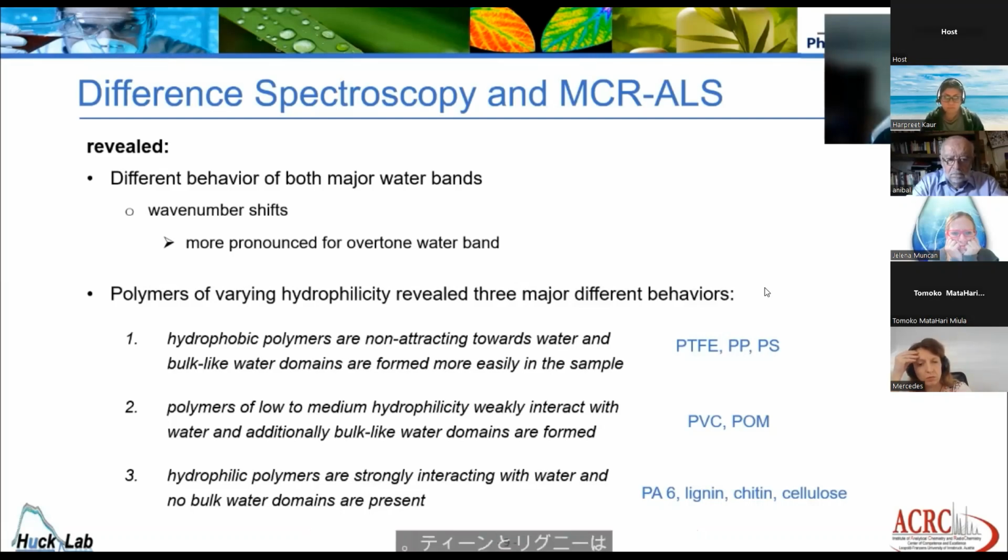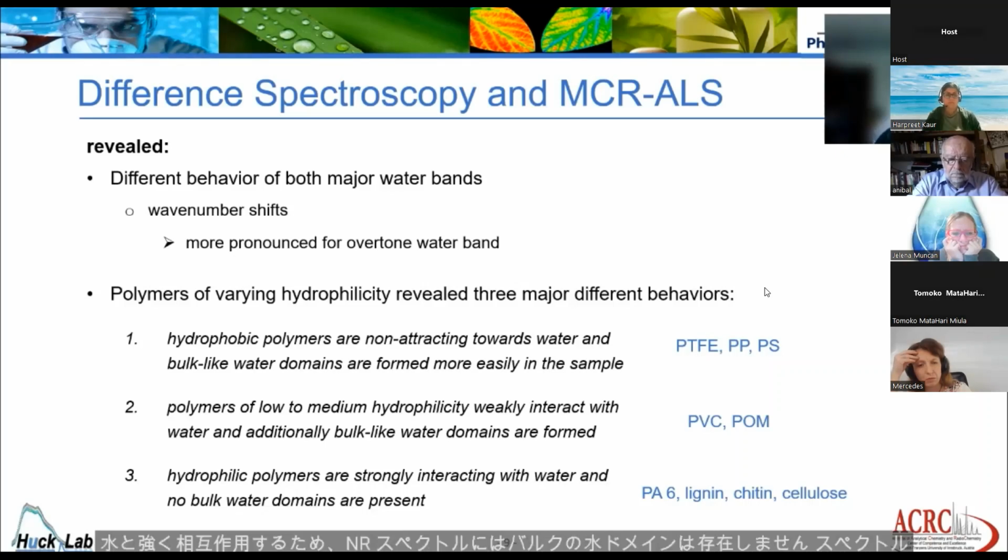And the third major group is formed by the hydrophilic polymers PA6, cellulose, chitin, and lignin, which are strongly interacting with water, and therefore no bulk water domains are present in the NIR spectra.